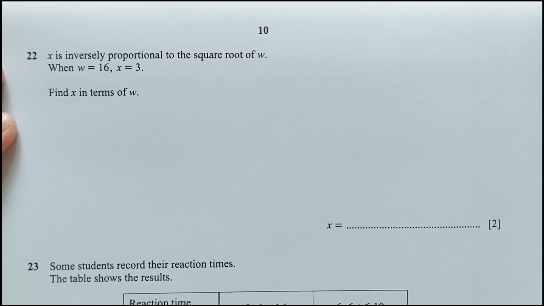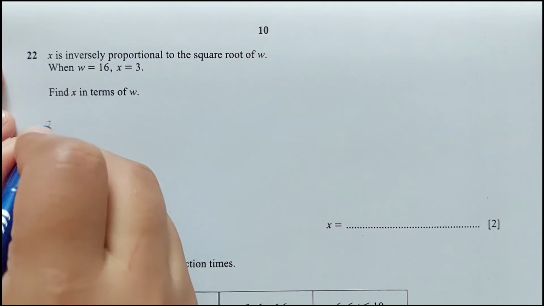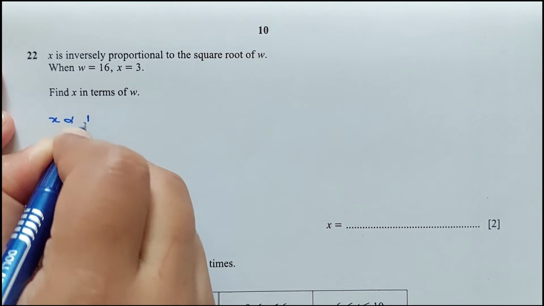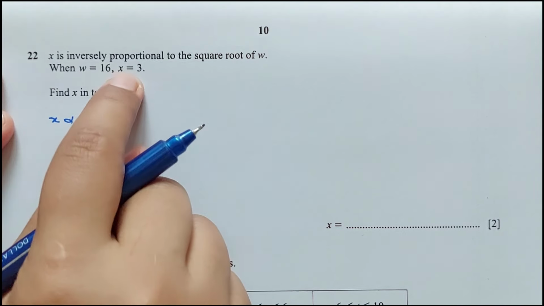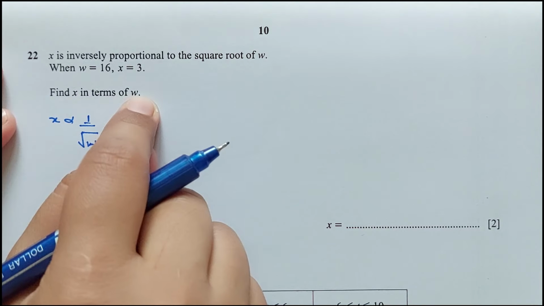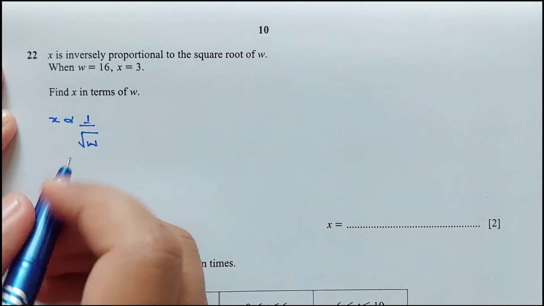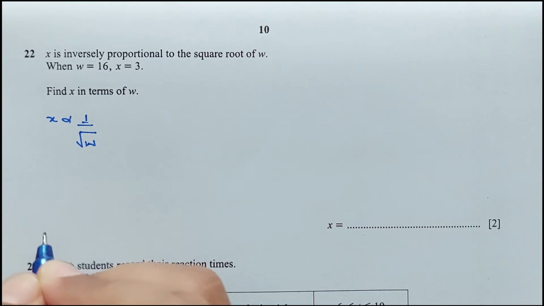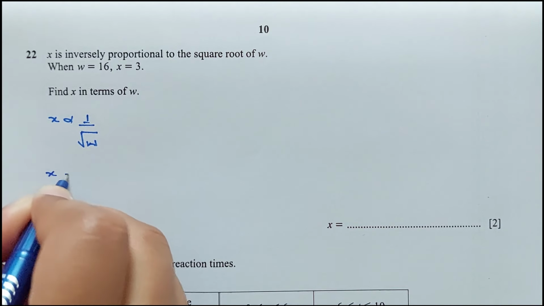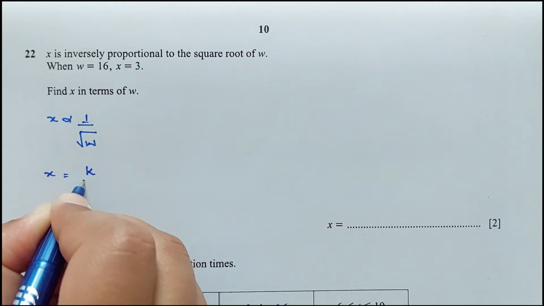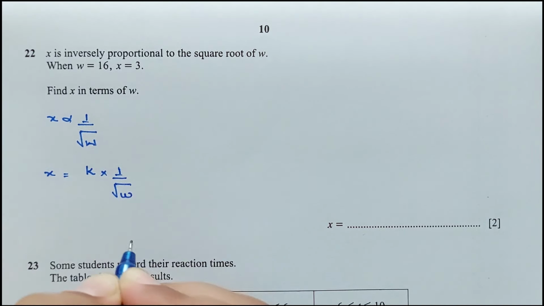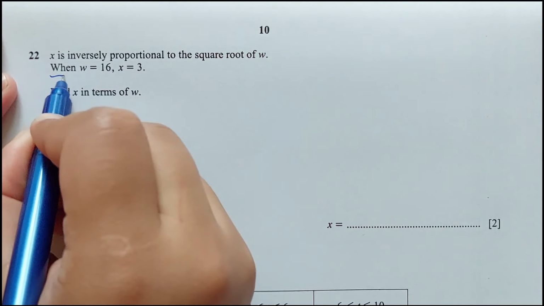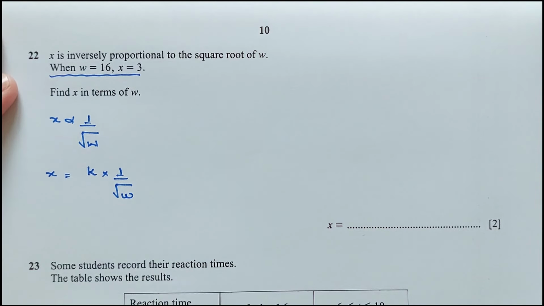Question number 22. x is inversely proportional to square root of w. Okay. So x is inversely proportional to square root of w. When w is 16, x equals 3, find x in terms of w, right? So when x is inversely proportional to square root of w, it means x equals some constant of proportionality k times 1 over square root of w. We have to find the constant of proportionality by using this information. w is 16 and x is 3, right?